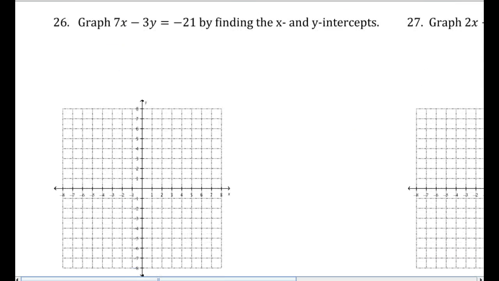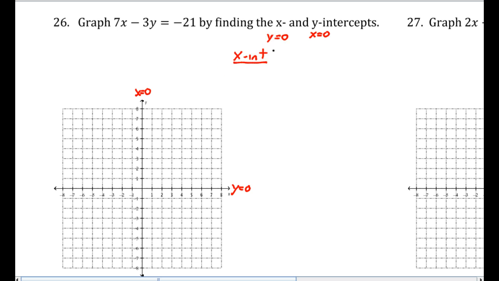Okay, graph by finding intercepts. Remember that the x-intercept is where y equals 0, because on this line is where y equals 0. Here's y equals 1, here's y equals negative 1, so y equals 0 is right here on the axis. Likewise the y-intercept is where x equals 0, right in the middle. So we're going to plug in 0 for each one of these variables one at a time and see what value we get. First let's do the x-intercept.